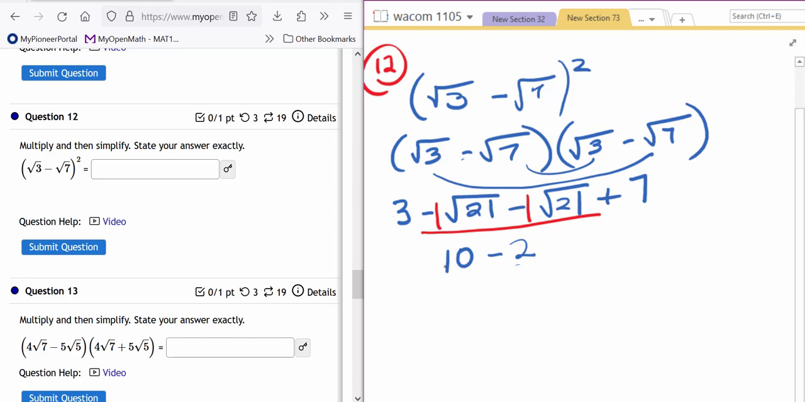So 7 and 3 went together. Negative 2 here, and keep your radical. Sorry about that. Right? Now, be careful and don't try to put this 10 minus 2 together. You're not allowed, because this is like it has an x with it, because it has that radical. So this is as far as you can go on this one.